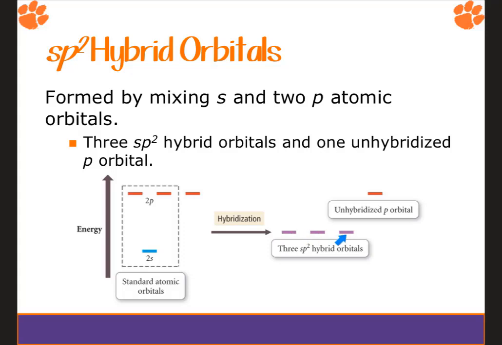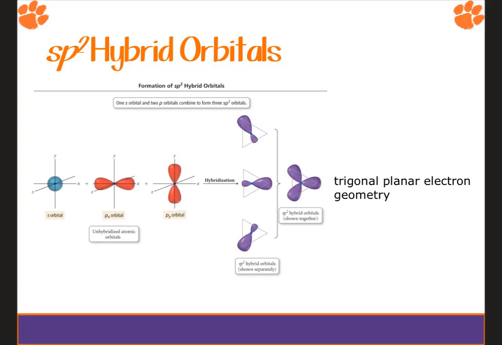So here you've got your 3 degenerate sp2 hybrid orbitals, and then your unhybridized p orbital is left at its same energy. These are mixed together, a little bit lower in energy than the 2p, but a little bit higher than the 2s, so you average them out. And then you've got the p orbital left over. So you've got your s orbital and 2 of the p orbitals, and they come together to make these nice little hybrid orbitals. These are sp2 hybrid orbitals.